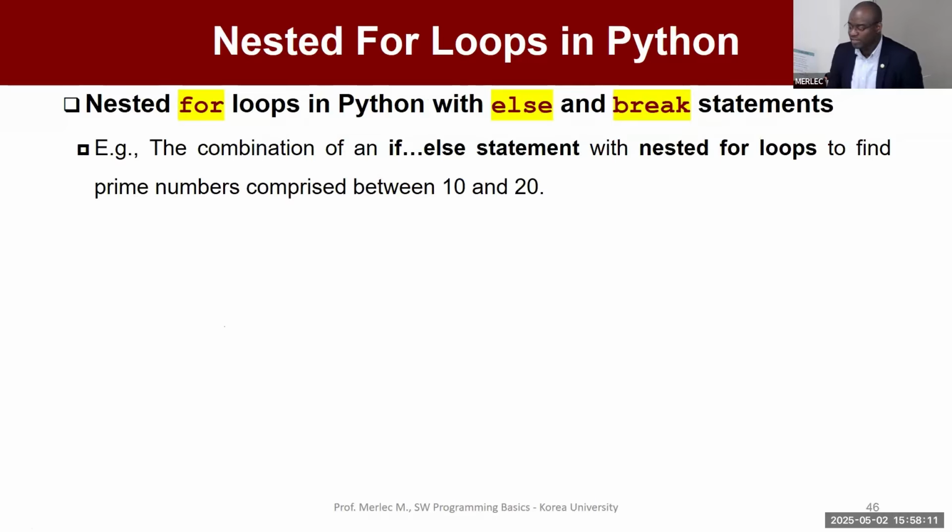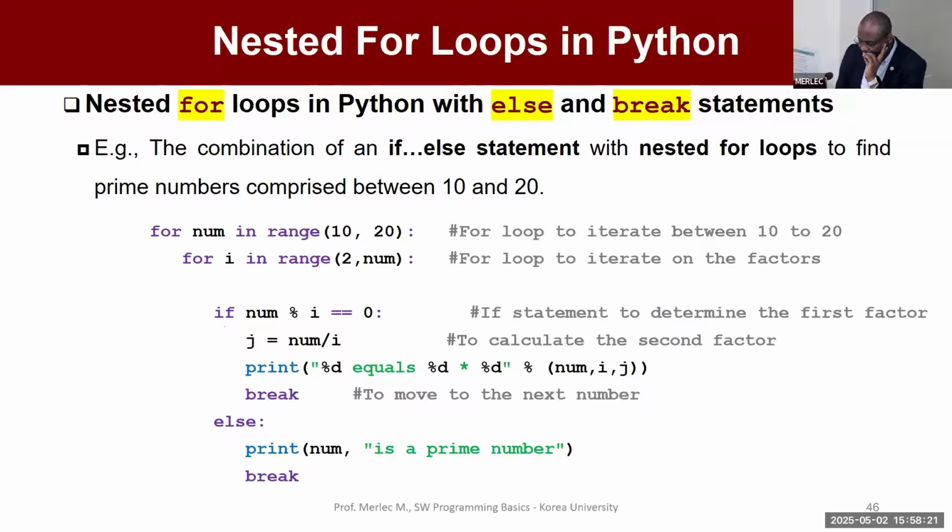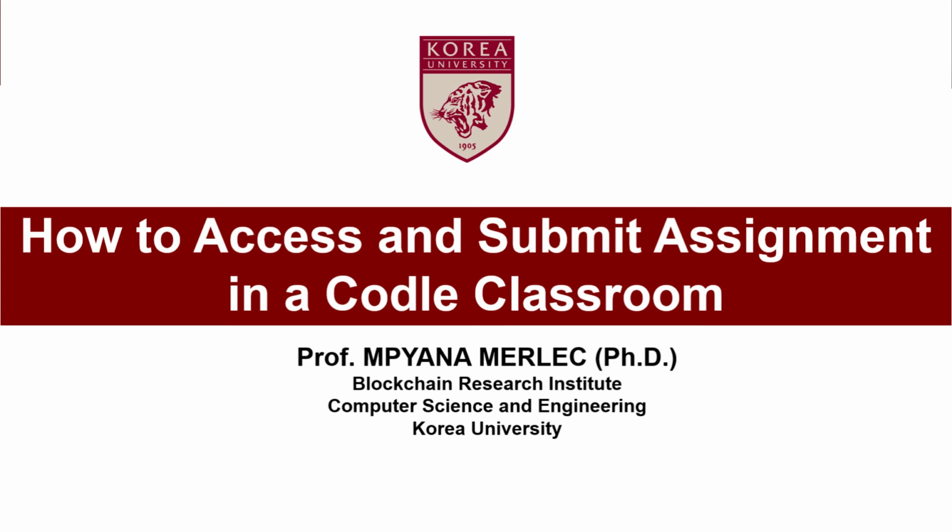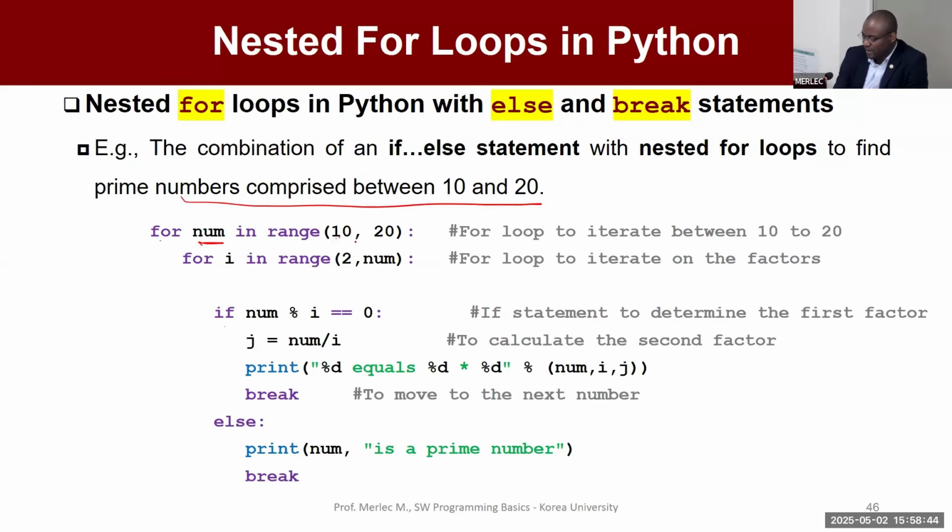In the nested loop, we can still also use a control statement like if else, break, and continue, depending on the logic we want to build. Like in this example, we combine if else and break to find prime numbers which are between 10 and 20. So we have the first loop, which is a variable num that takes its value from 10 to 20. With the normal iteration, it will be increasing by 1, 1, 1. If we were using while, we would have to do +1, +1, +1 by ourselves.